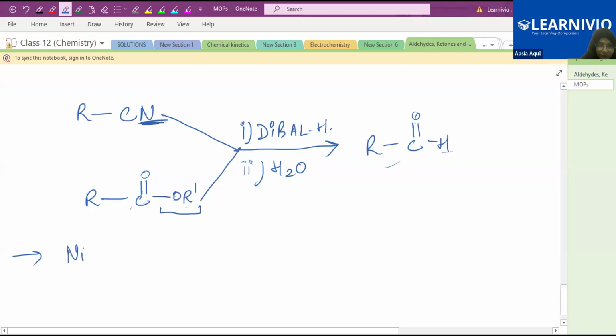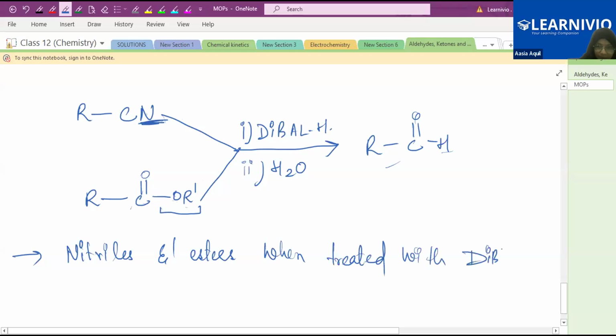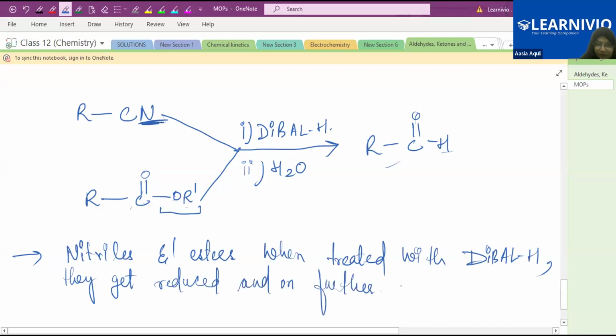So write down what you're supposed to do: nitriles and esters. Esters, when they are treated with DIBAL-H, they undergo reduction. They get reduced, and on further hydrolysis they give aldehyde.